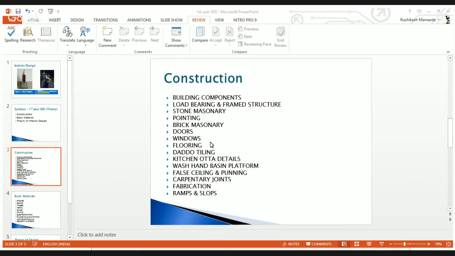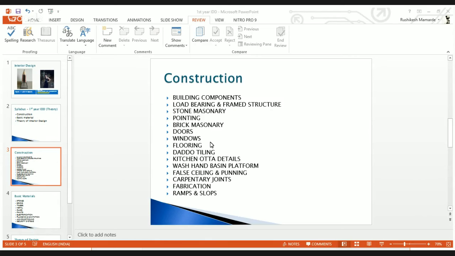Then the next is fall ceiling and punning. This comes under the finishes. Fall ceiling basically means a ceiling which is constructed below the original ceiling. That is called a fall ceiling. The name itself indicates what it means.